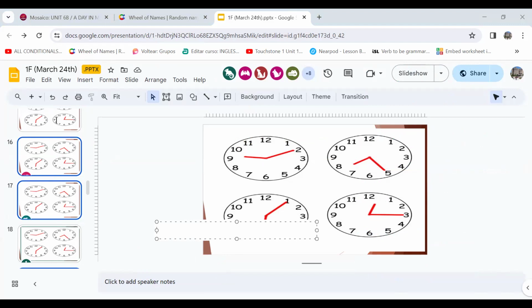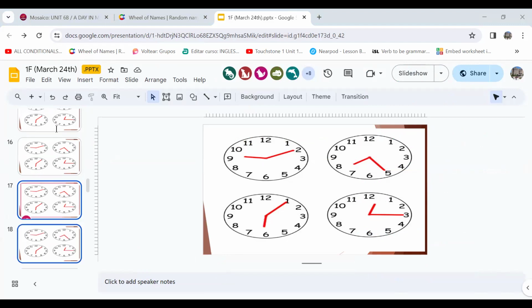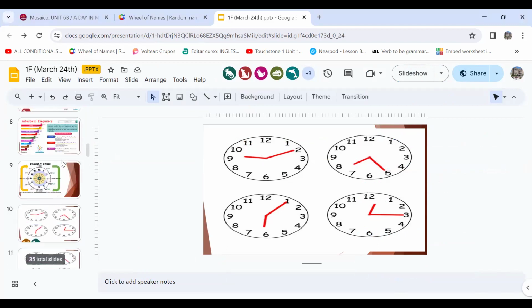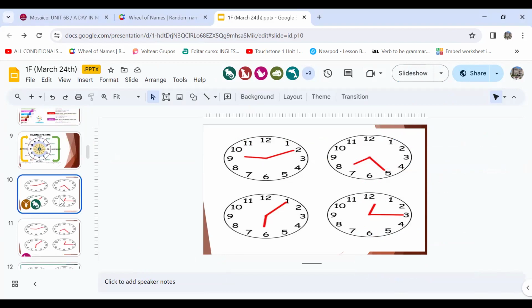Okay, time to practice. 5 minutes, no se van a tomar todo el tiempo. 5 minutes, 11:40 terminamos.